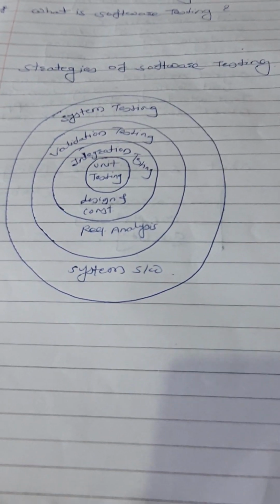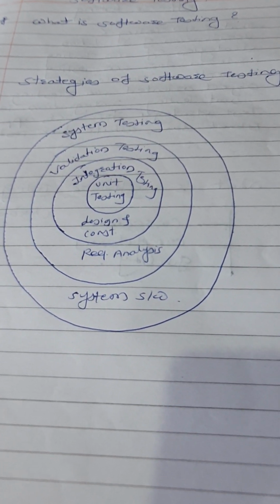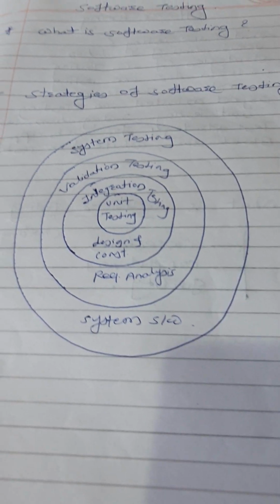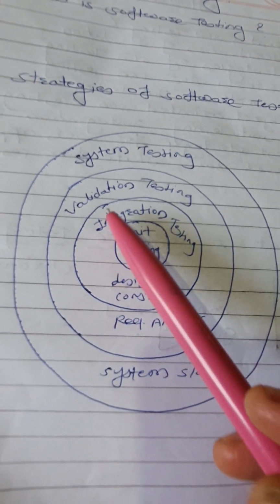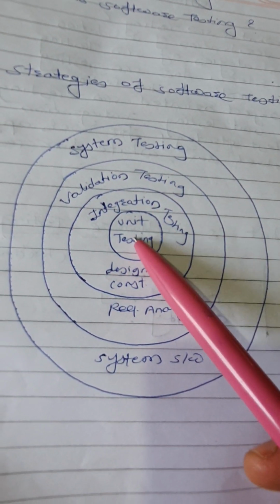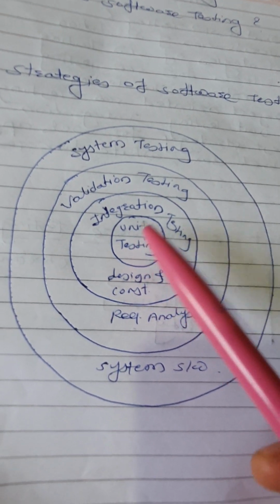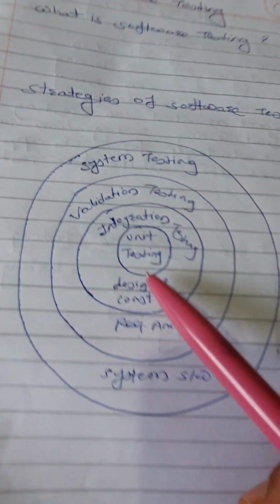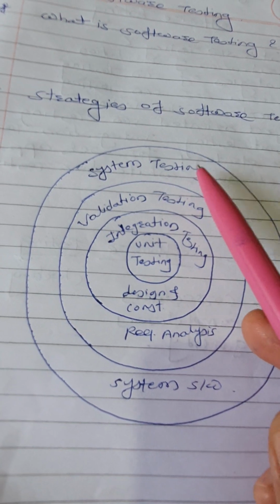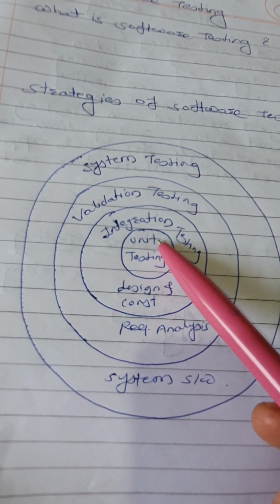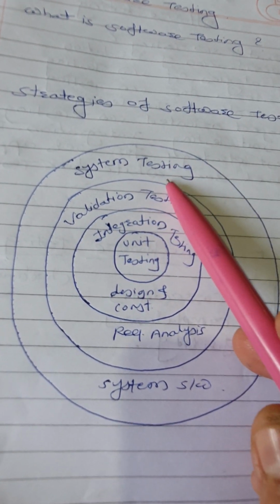Now the next point is strategies of software testing. See the diagram. This is the strategies of software testing. First one is unit testing, then integration testing, validation testing and system testing. These are the levels as well as strategies of software testing.